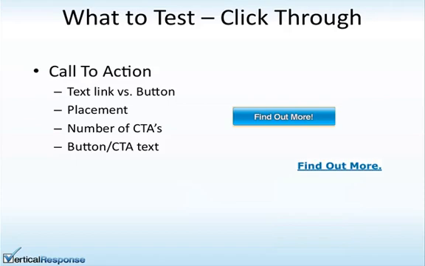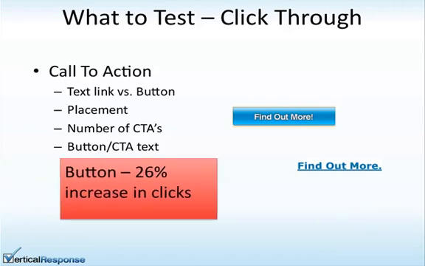So on this example you see on the screen, find out more is on both of them, but you could test something different in the link itself versus what the button says. So you can test how you're asking people to click. And we did this test probably 2 years ago. We decided to see if buttons were more effective, and we found out they were.